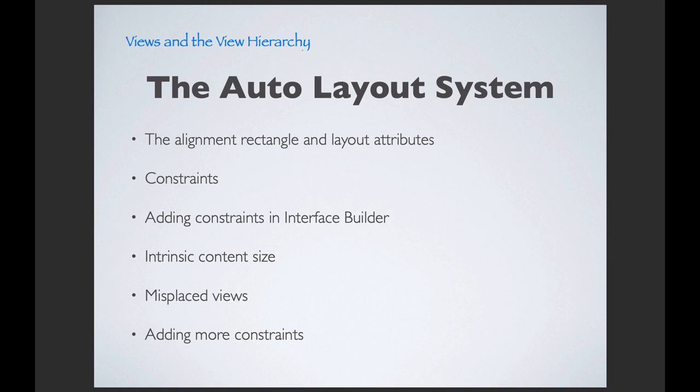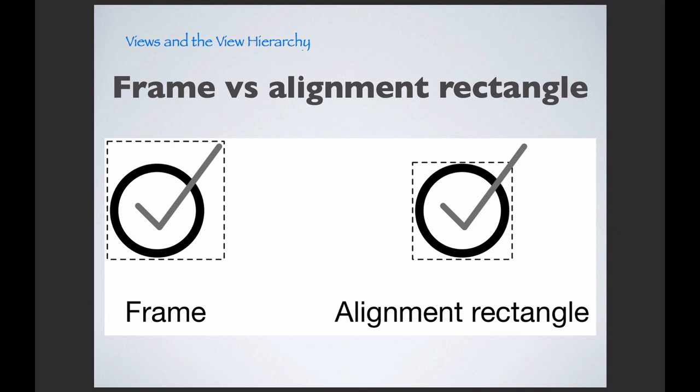So that the frame's definitions can take into account the screen size of the device that the application is running on. The alignment rectangle and layout attributes. The auto layout system is based on the alignment rectangle. The alignment rectangle is very similar to the frame. In fact, these two rectangles are often the same.